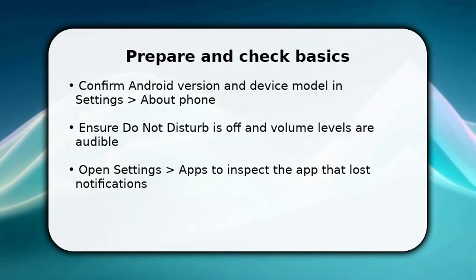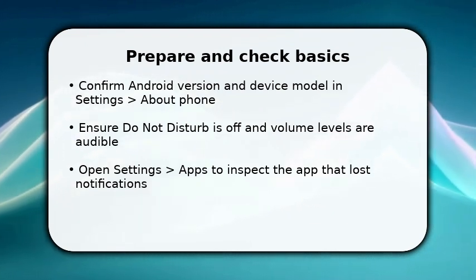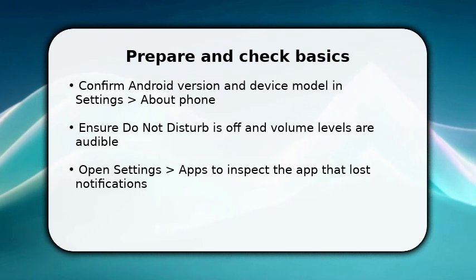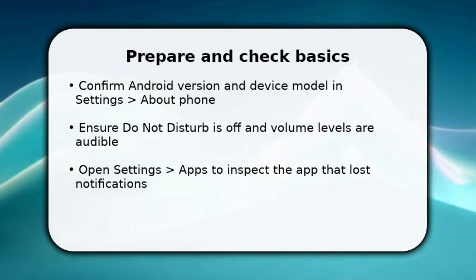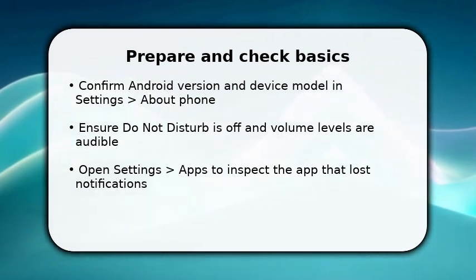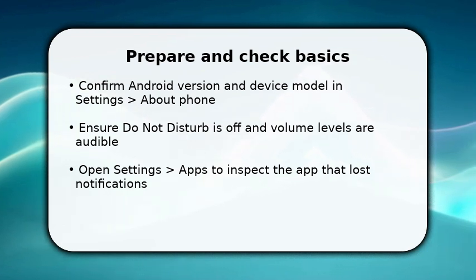Next, open Settings and go to Apps. Select the app that stopped notifying. You're preparing context so changes you make match your device. This saves time and prevents chasing the wrong settings later.